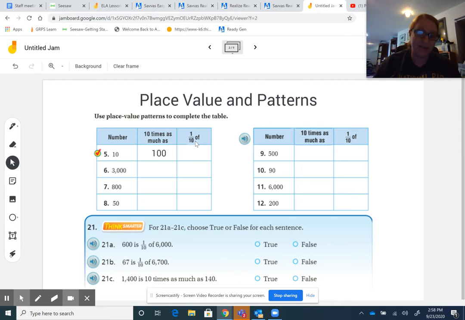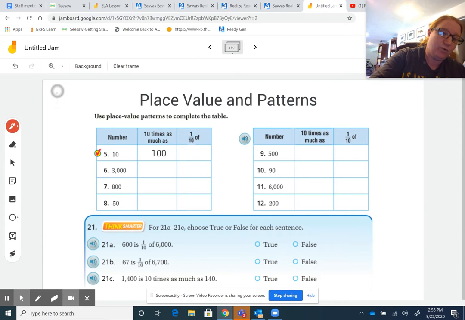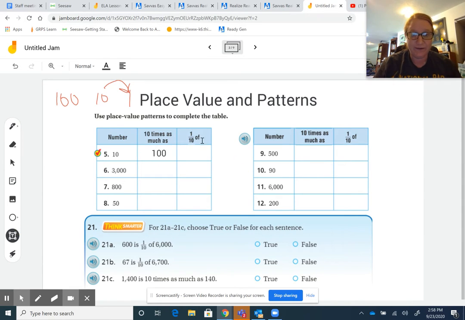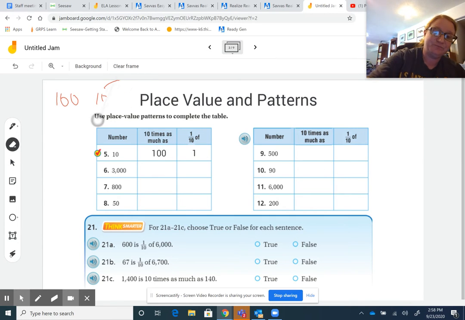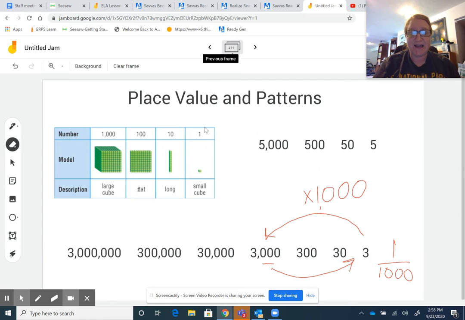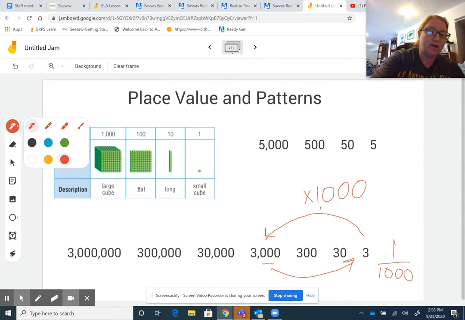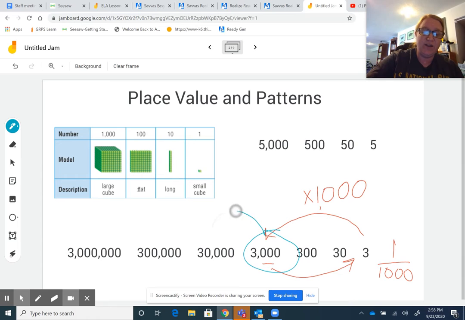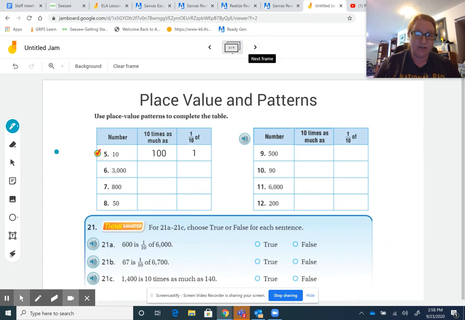Now, 1/10 of 10, remember, if we say 100, 10, 1, we want to know what 1/10 of it is. So if we start at 10 and we go back, it's going to be 1. Just like I showed you on that last slide, and I can show you for this next one, we have 3,000. Well, what is 10 times as much as 3,000? If we start at 3,000, which is here, and we go up 10, that's going to take us to 30,000. So I can go back to my chart and I can type in 30,000.